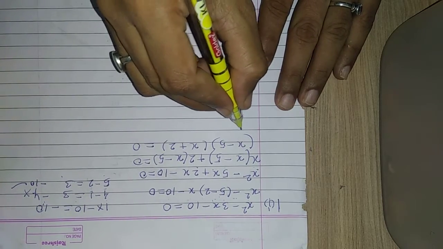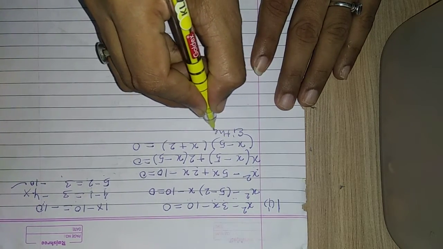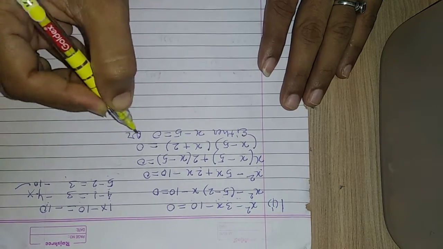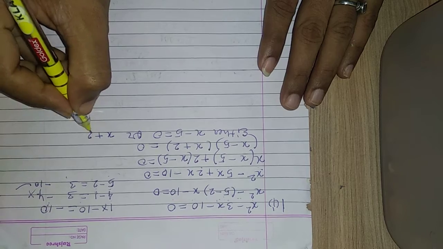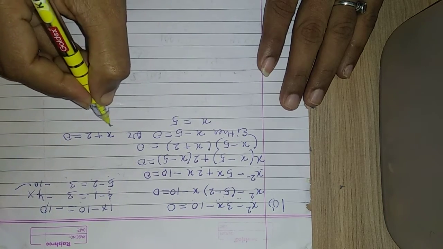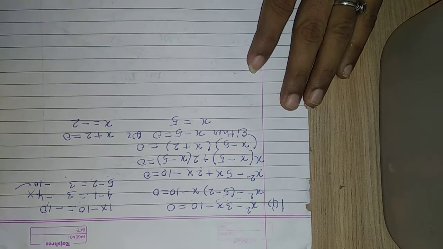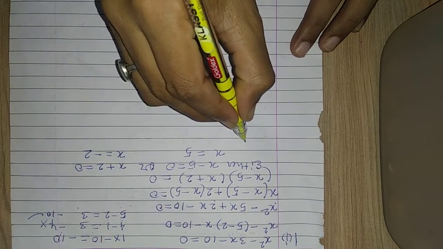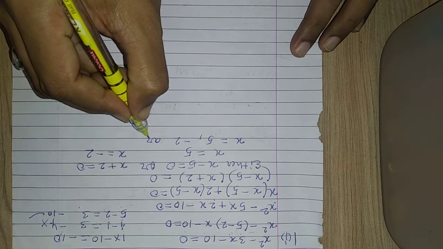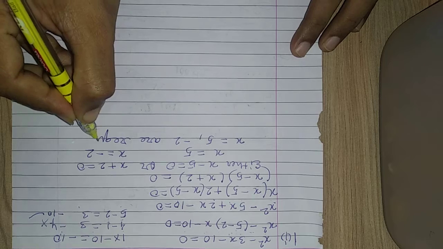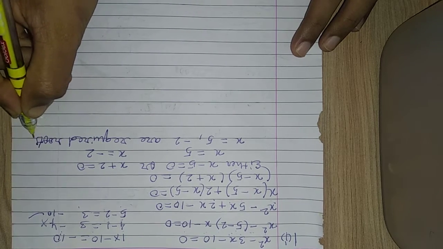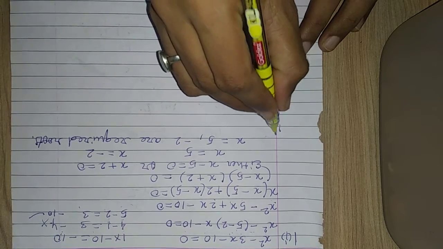So either x minus 5 is equal to 0 or x plus 2 is equal to 0. So x is equal to 5 and x is equal to minus 2. So x is equal to 5 comma minus 2 are required roots. Second part of the question.